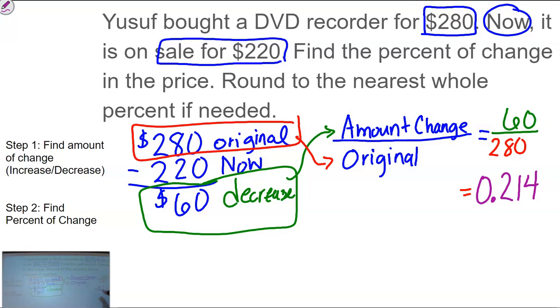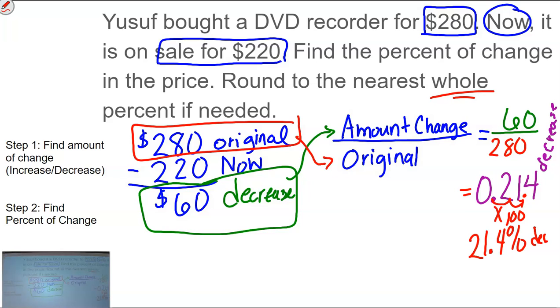Okay? And this is a decrease. So I'm going to go ahead and put decrease here just to remind myself. But this is not a percent. We need to change it into a percent by multiplying by 100. Right? So move the decimal over twice. My decimal goes here. So now I'm at 21.4%. And it says that I need it as a whole number. And this would be a decrease, right? All right, so this would be about a 21% decrease.